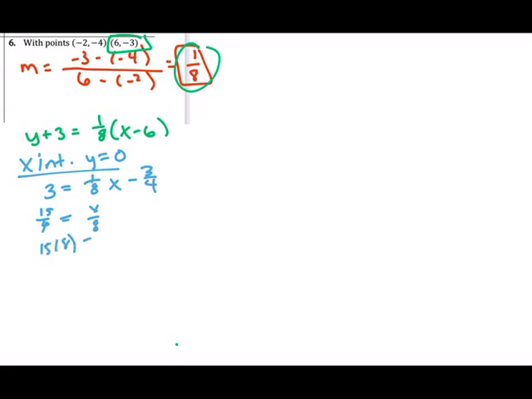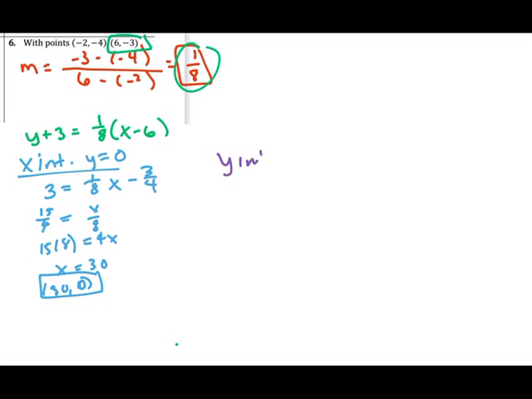15 times 8 equals 4x. 15 times 8 divided by 4 is going to give us 30. So our x-intercept is (30, 0). It's okay if you needed to take some more steps and show some more work, but I really just want to focus on the intercept portion here.